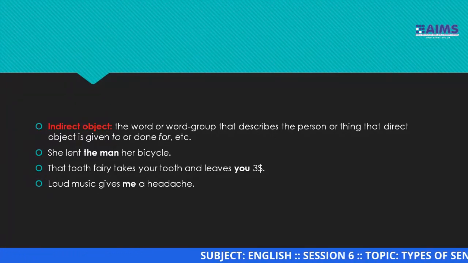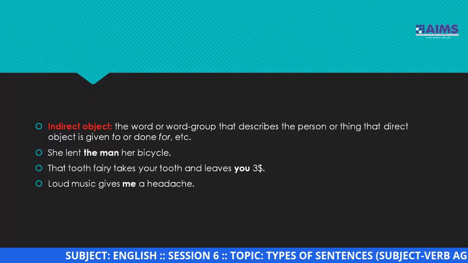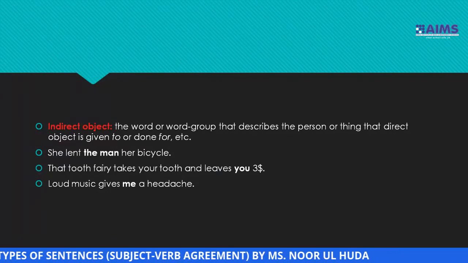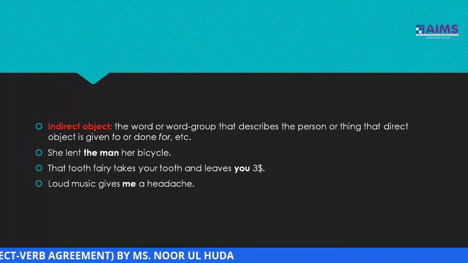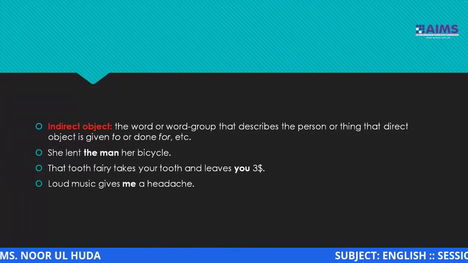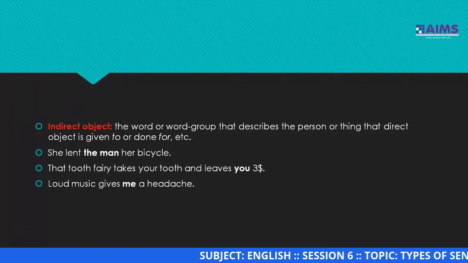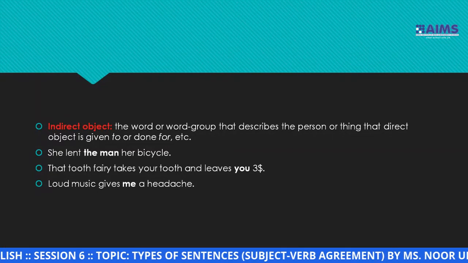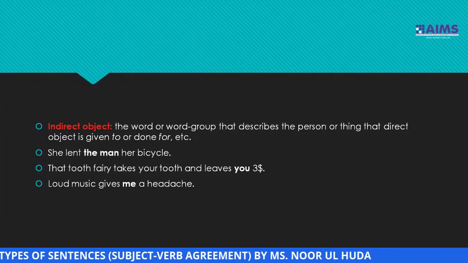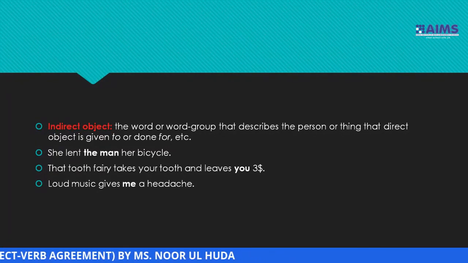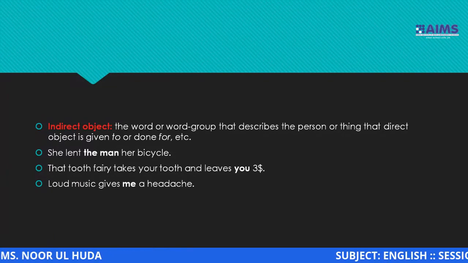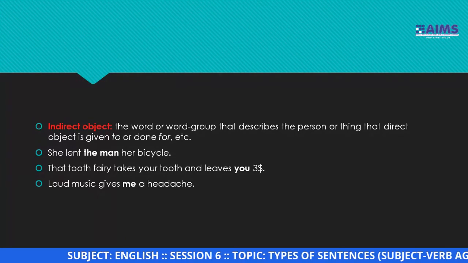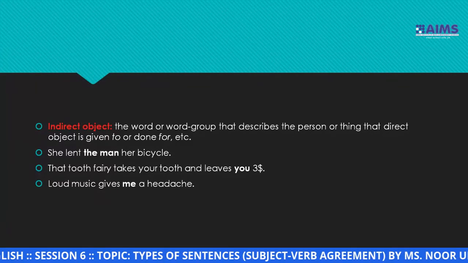However, this is not the actual meaning of the sentence. What we actually intended to say is that she lent her bicycle, and to whom? The man. This is the indirect object, which does not receive the action directly. The tooth fairy takes your tooth and leaves you $3. Leaves you means the action is not happening directly to you, but it actually happens directly to your tooth. And then the other action happens, which happens to you.